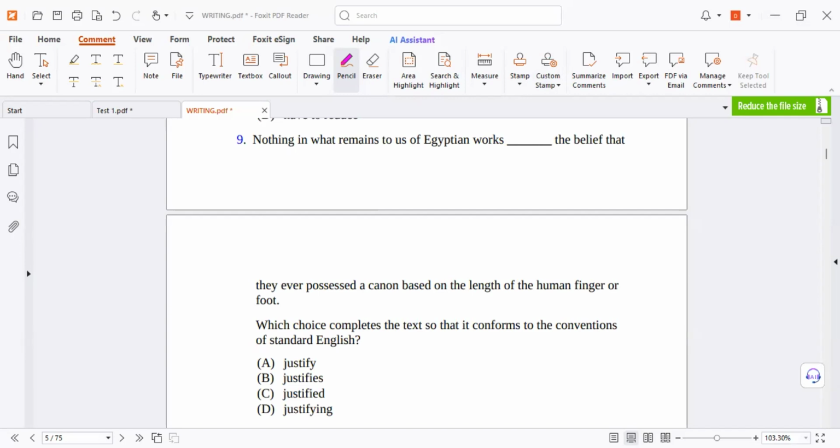The subject is nothing, so subject-verb agreement, that is correct. It has to be singular, so B is the best answer. The others don't work. That's right for subject-verb agreement, correct.